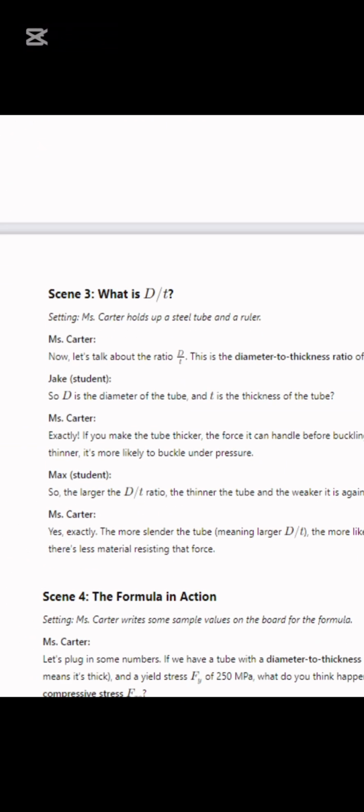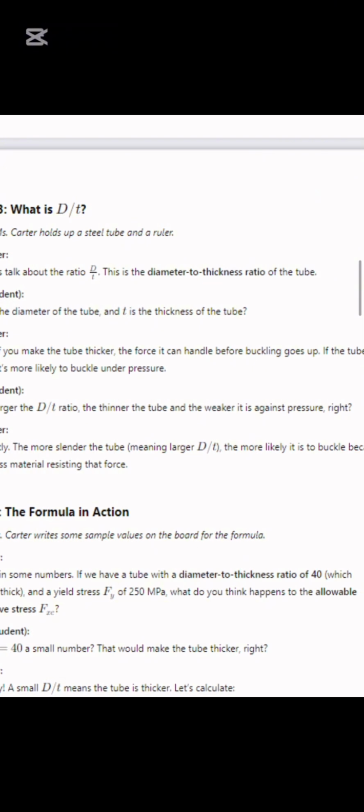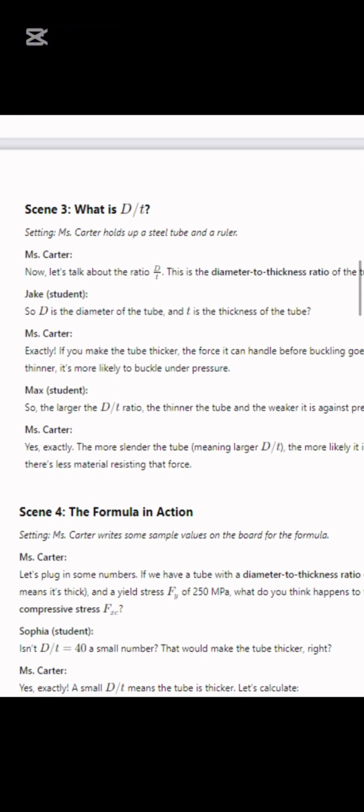So what is d/t? Now let's look at the ratio d/t. This means the diameter to thickness ratio of the tube. So d is the diameter of the tube, t is the thickness of the tube.